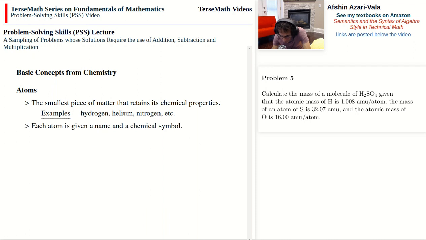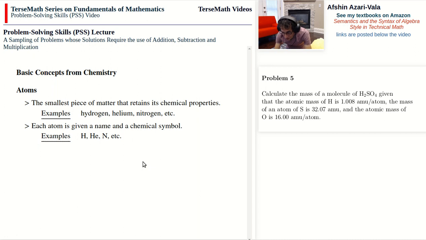Now, for each atom, of course, we have a name and a chemical symbol, so we can refer to the atom and also work with it in chemical equations and reactions. As an example of this, for hydrogen, we choose capital letter H to represent hydrogen. Helium is capital H, lowercase e, and nitrogen is capital N.